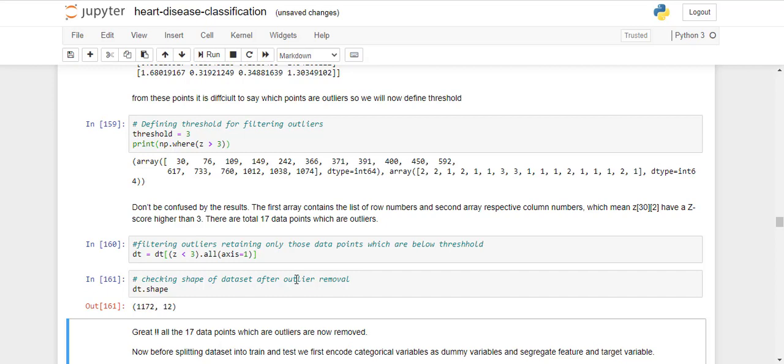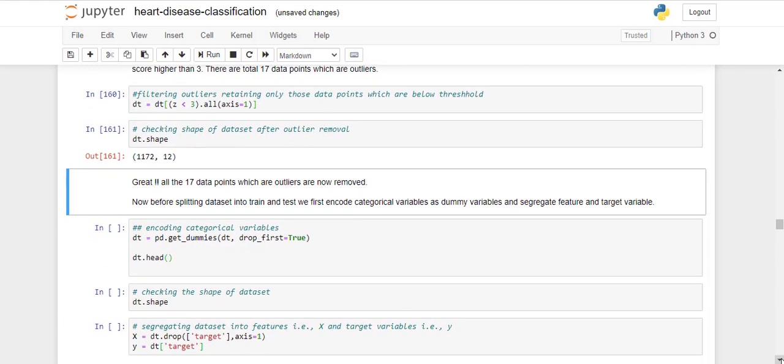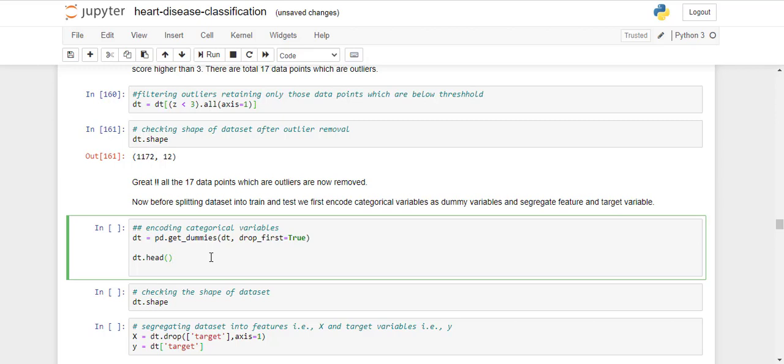So next we will be encoding our categorical variables, and all the categorical variables generally have more than two categories. So we will not use label encoding. We will use one hot encoding. And for doing one hot encoding for variables with more than two categories, we have to use the pandas function get_dummies. And here we have used drop_first equal to True.